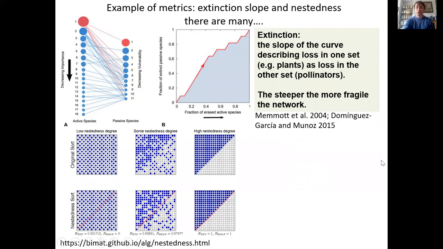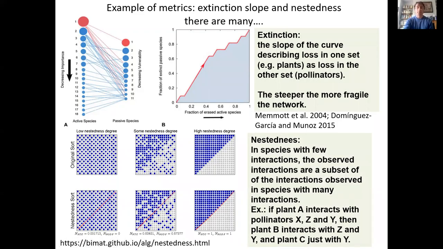Another very famous network metric is nestedness. This is the concept. You can see that here. This is a perfectly nested matrix on the right. This is the idea where, for example, if plant A interacts with pollinators X, Z, and Y, then plant B interacts only with Z and Y, and plant C only with Y. So there is a nested set of interactions in the system. And there are many more metrics. There are really many, many metrics.